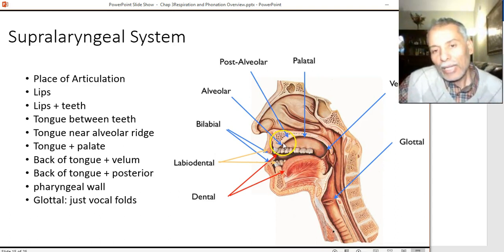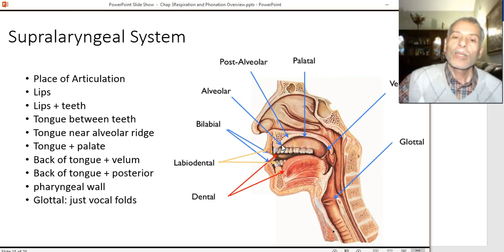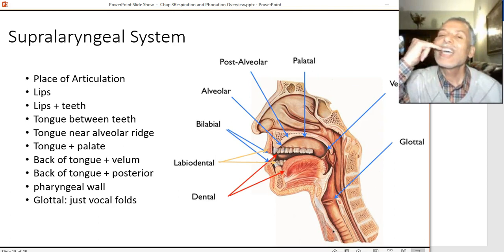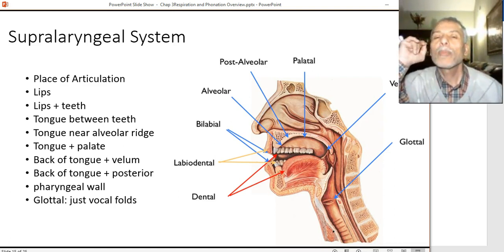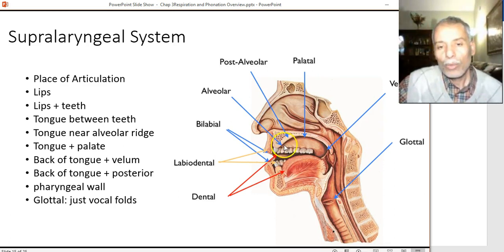Then we have a very important landmark behind the upper front teeth, behind the upper incisors. Past the gum line, if you go a little bit up above it, you are going to reach the alveolar ridge. The alveolar ridge, which is right here, above the root of the incisors, will be here.